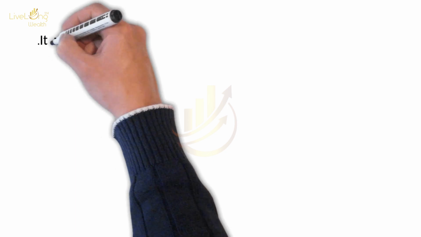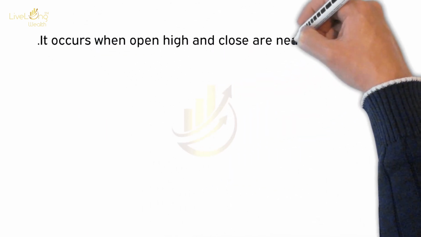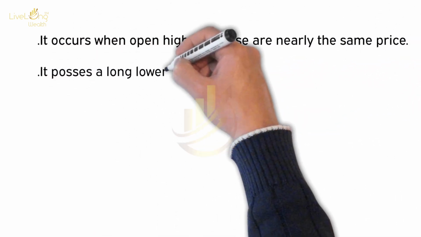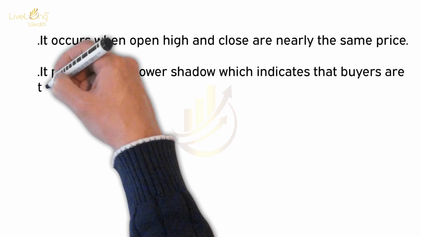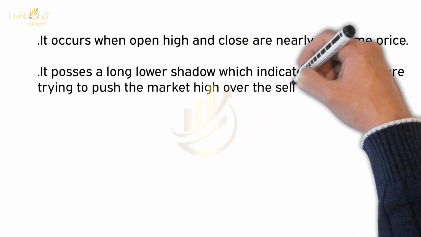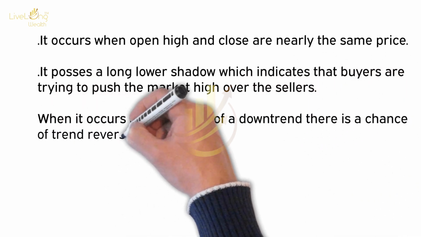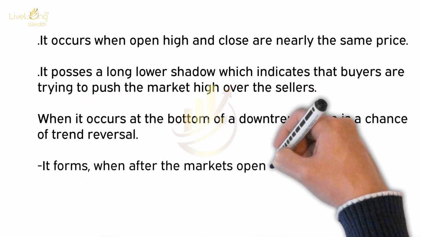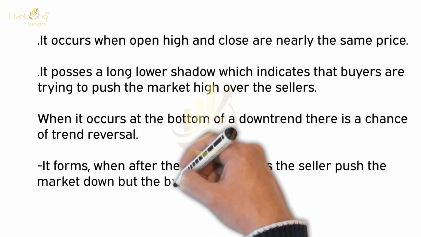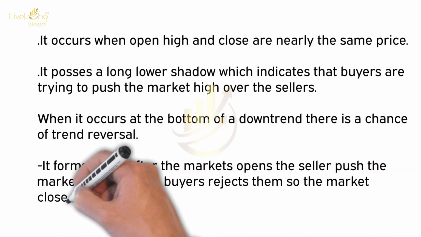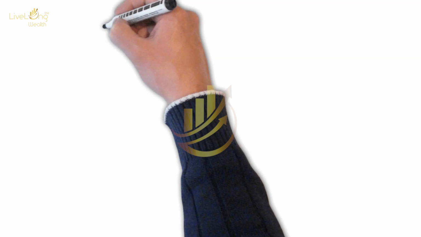The hammer, pin bar. It occurs when open, high and close are nearly the same price. It has a long lower shadow, which indicates that buyers are trying to push the market higher over the sellers. When it occurs at the bottom of a downtrend, there is a chance of a trend reversal. It forms when, after the market opens, the seller pushes the market down but the buyers reject them, so the market closes at a higher price.